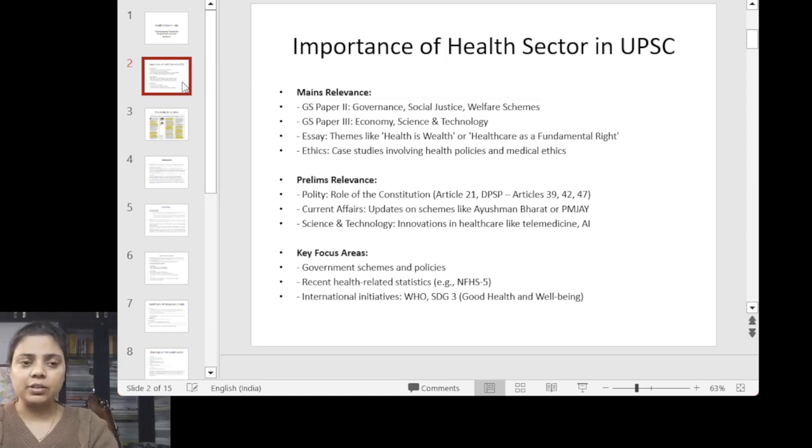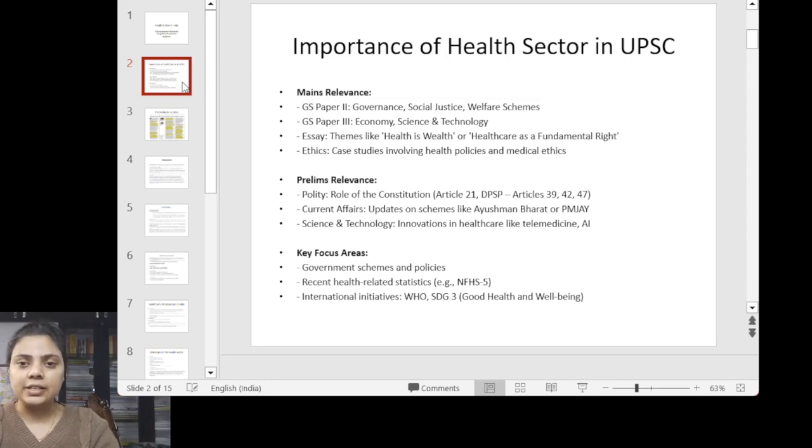And recently, if you are following the newspaper, we are again seeing news that a certain kind of virus has developed in China. Let's see how impactful it would be. If it is in the news and has some kind of impact, there is a possibility that UPSC or other state PCS examinations are going to ask questions on it.